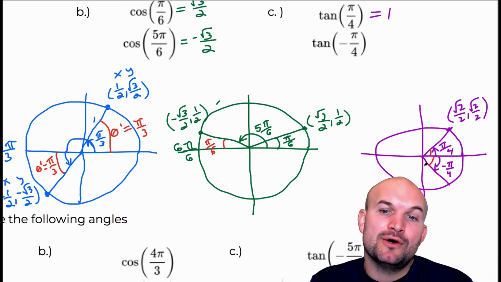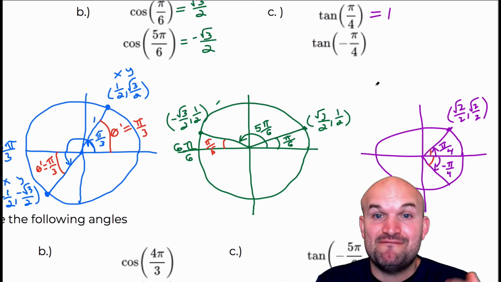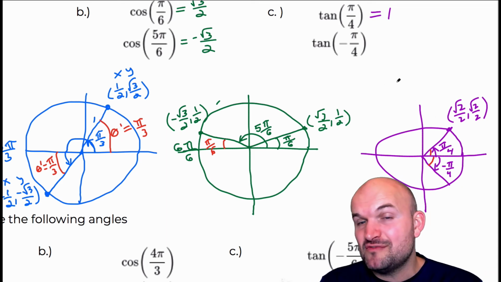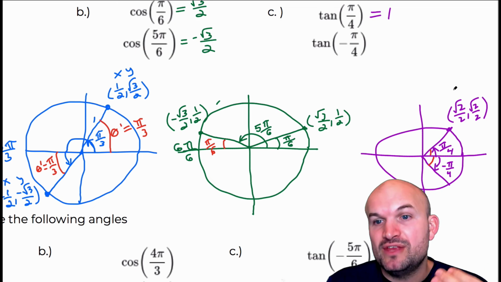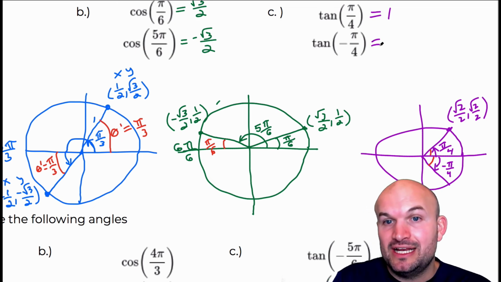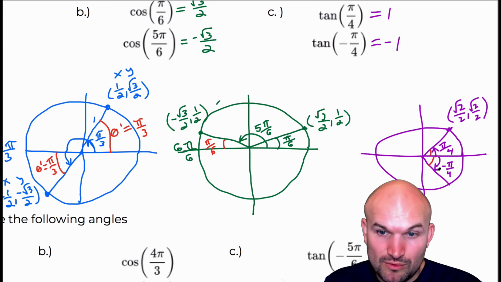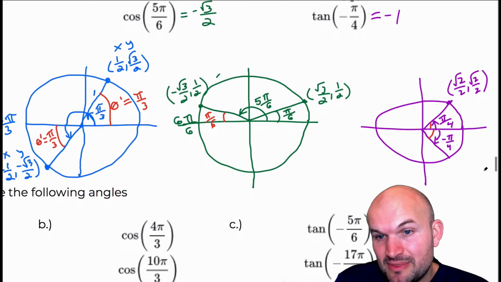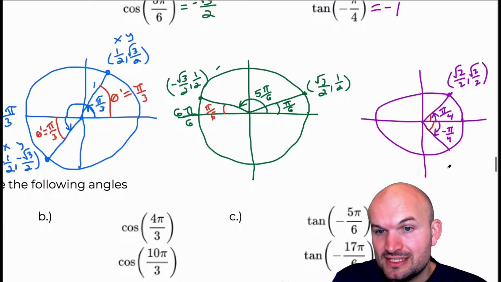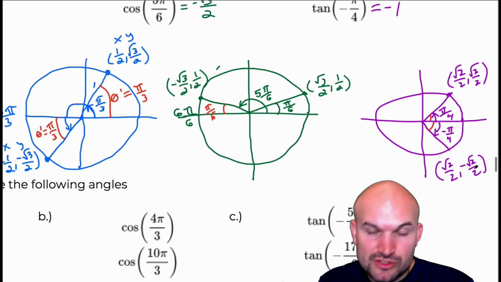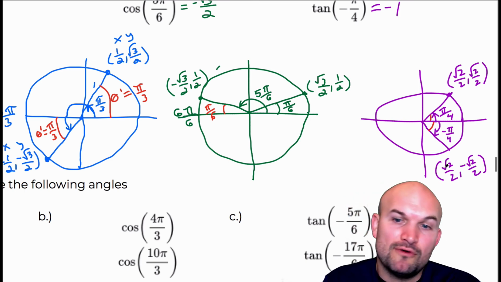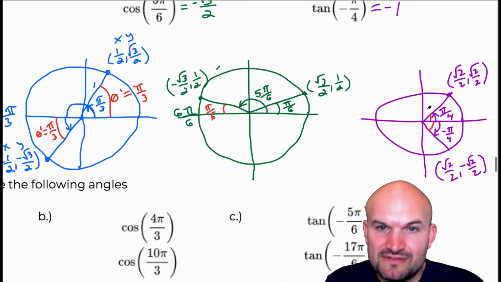Now, even though this is going to be the same value, I noticed that negative pi over 4 is in the fourth quadrant. Therefore, tangent is going to be negative, because tangent is negative in the fourth quadrant. The reason is that the y-coordinate is negative. Let's write the point, and you can see that: square root of 2 over 2, comma, negative square root of 2 over 2. So when you put a negative square root of 2 over 2 over a positive square root of 2 over 2, you obviously get negative 1.